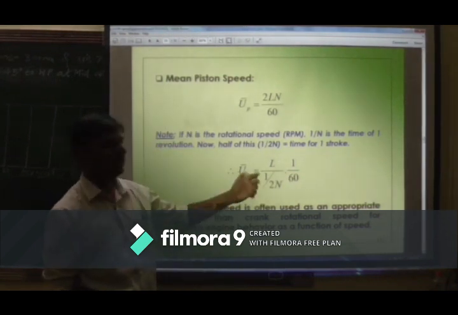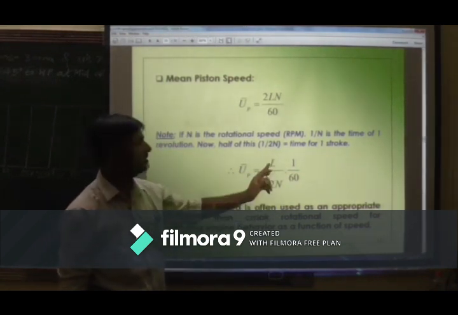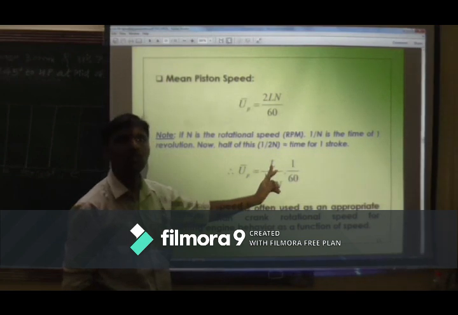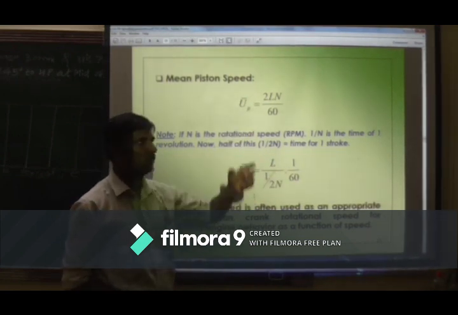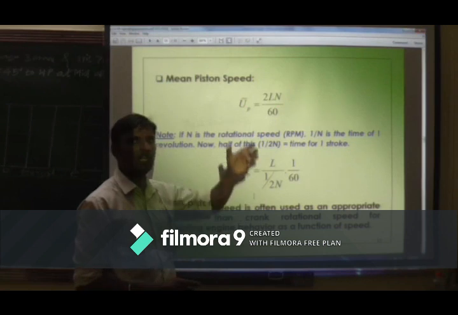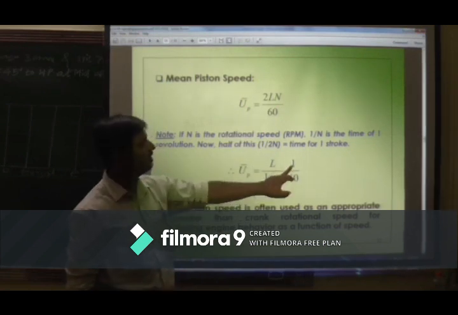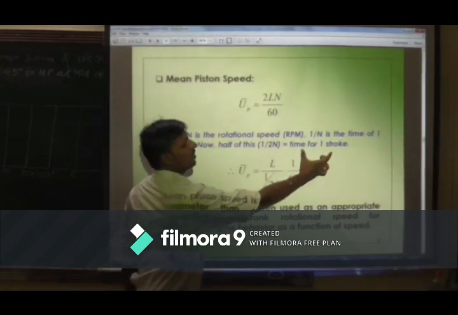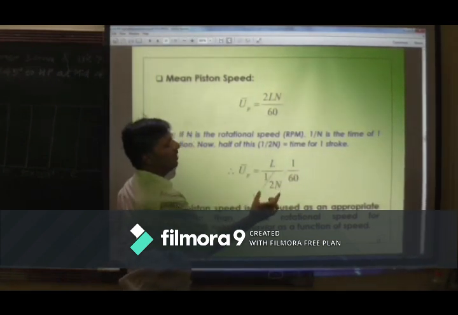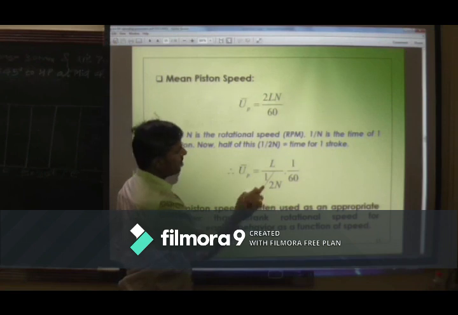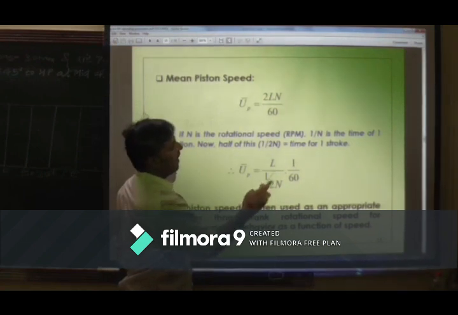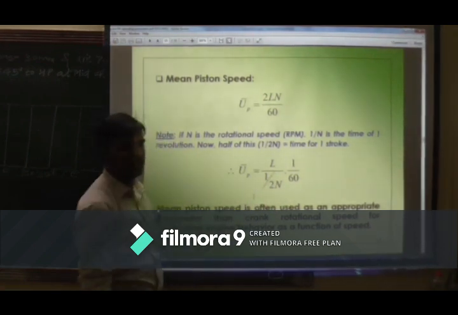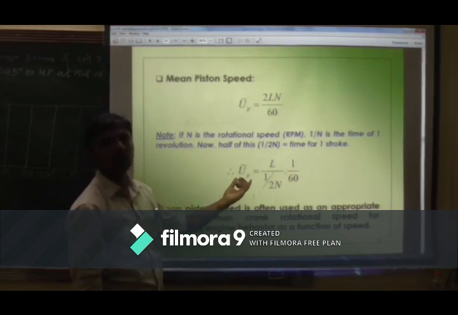And what is speed? It is distance upon time. How much distance do you have to travel? The piston has to travel from TDC to BDC. When you travel TDC to BDC, that is one stroke. For this one stroke, how much time is required? 1 by 2n, that much time is required. So 2ln divided by 1. That is the piston speed.